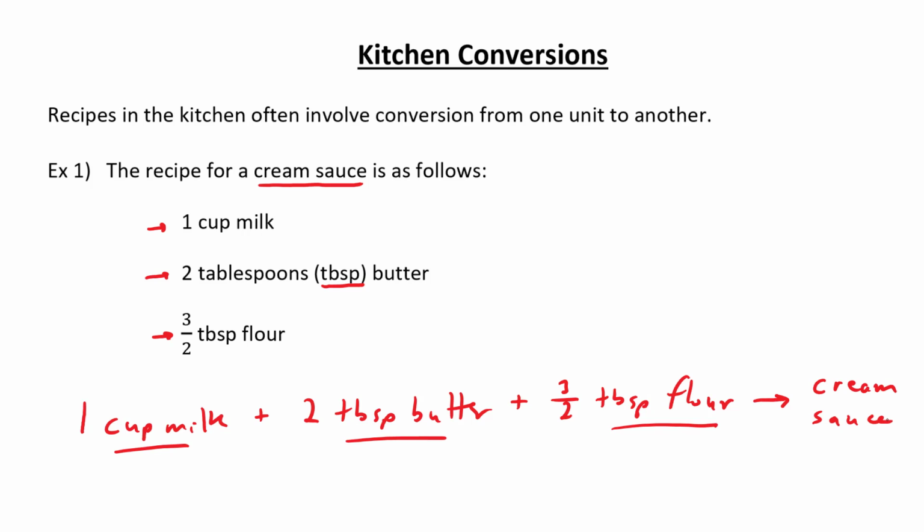Here we have a recipe for cream sauce. Let's say this makes a single batch of cream sauce. Perhaps we want to make more or less. We may have to alter this recipe to make a different amount of the final product. What we can do, we can use the recipe to help us convert between the different values. Let me show you.